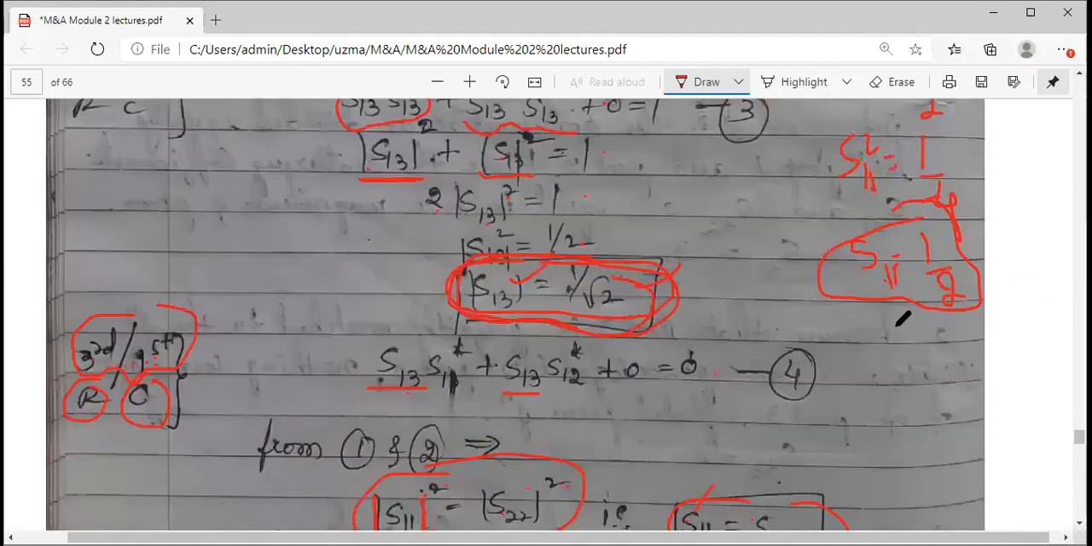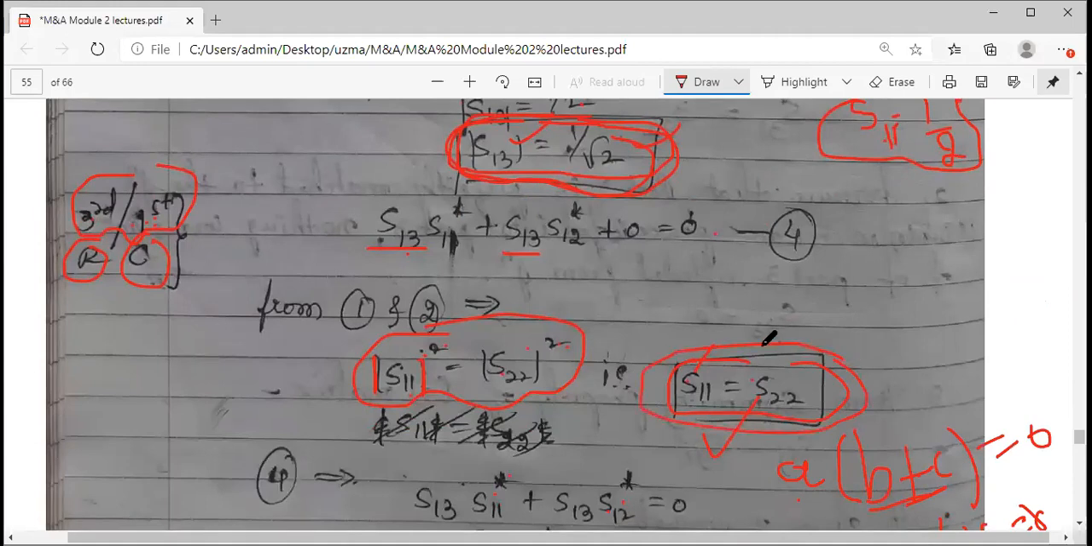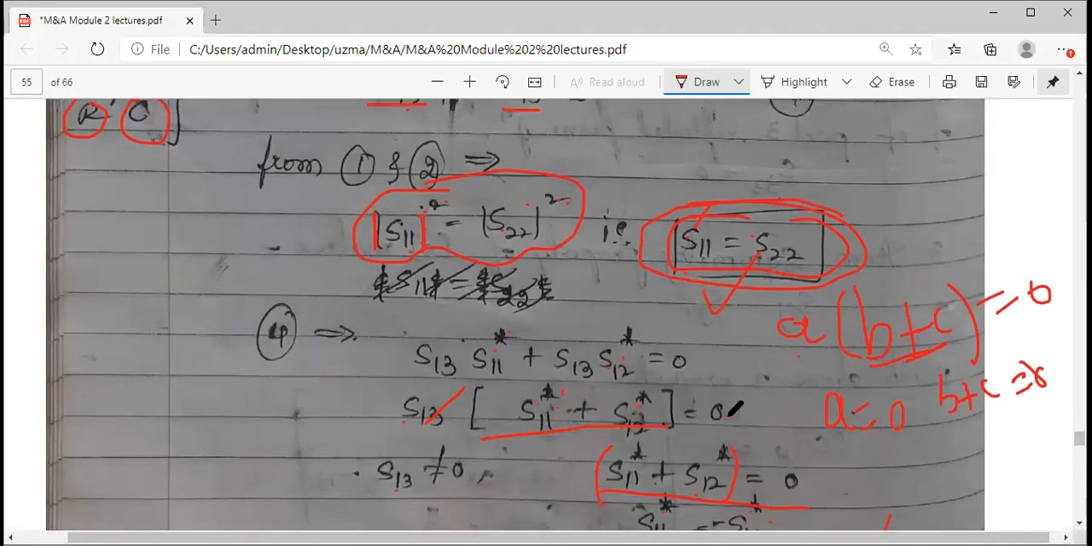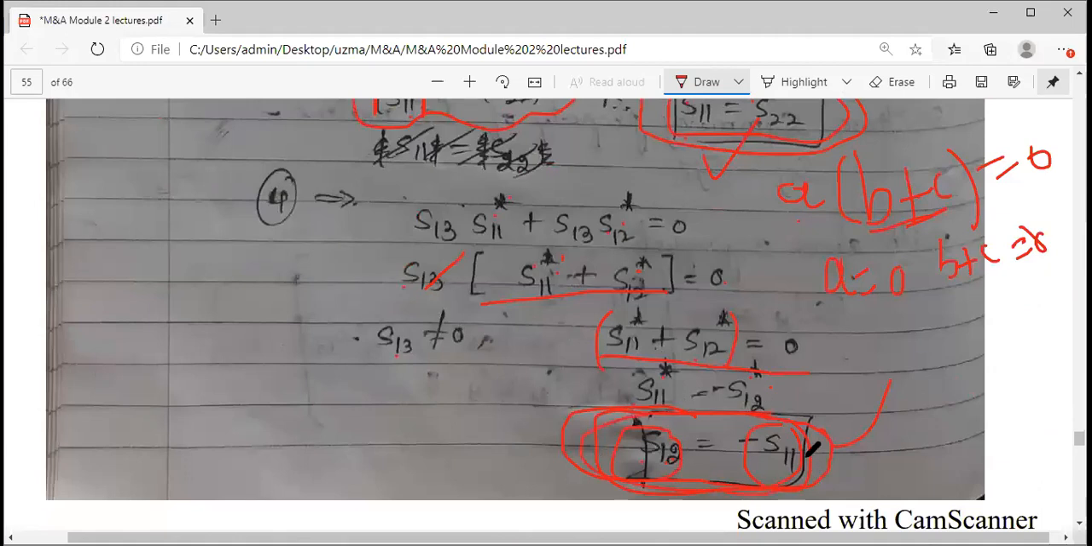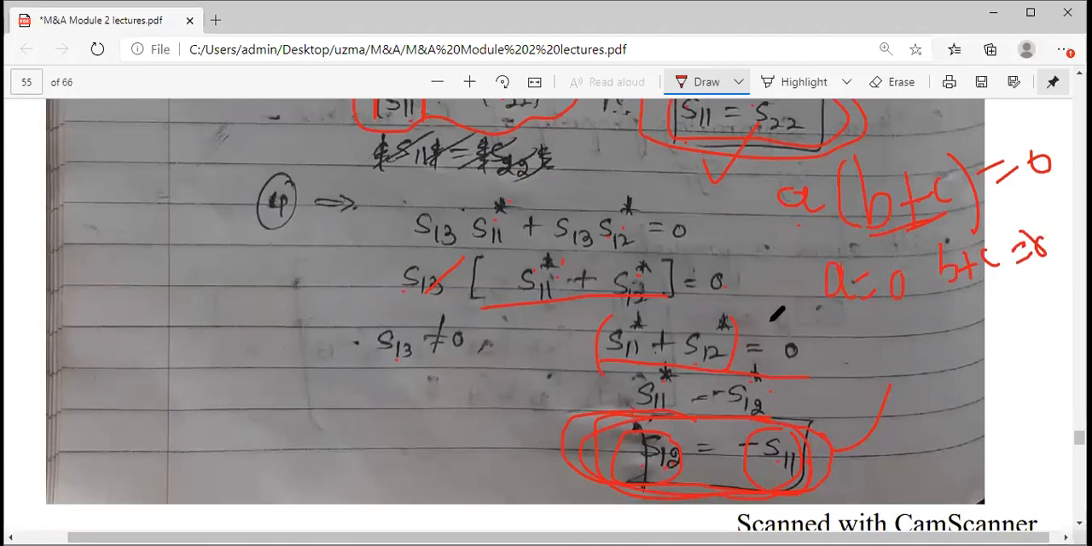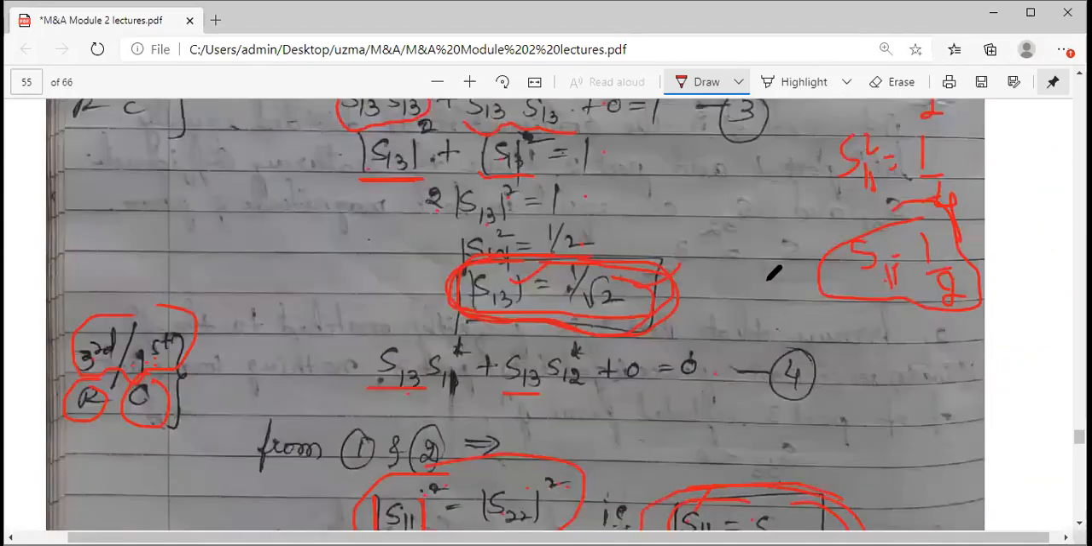If I get S11, I can get S22 also. S11 is equal to S22. So, how many parameters? S11, S22, S13. 3 parameters we got. And finally, if I get S11, S12 can also be got. So 4 unknowns I have got already. Hope you understood. Listing the 4 unknowns for 4 different equations, I have simplified these equations and I have got 4 unknowns.